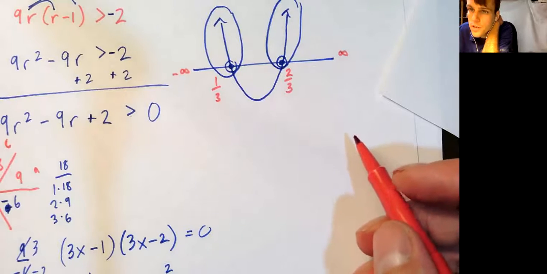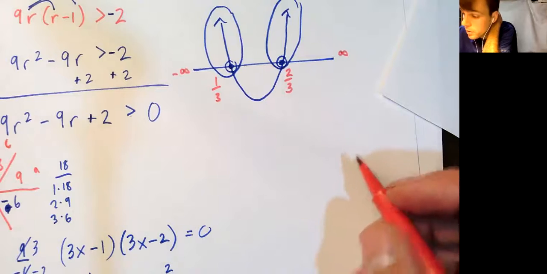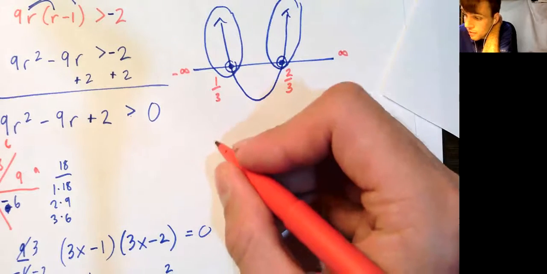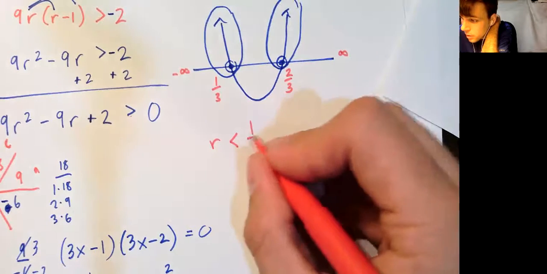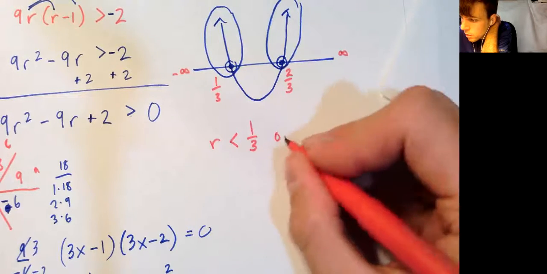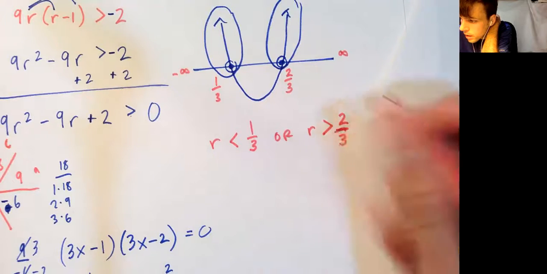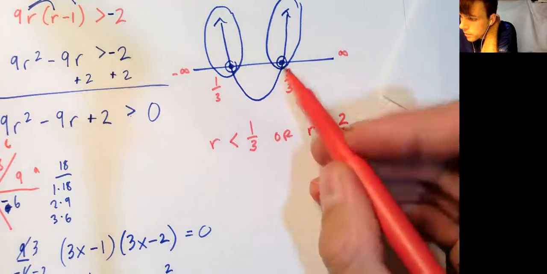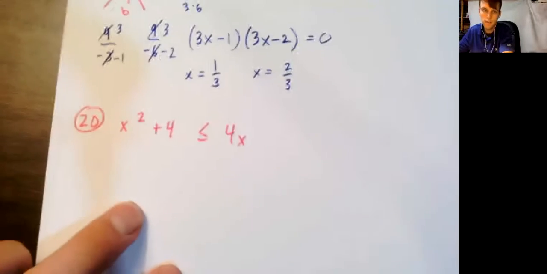We can write our solution either using interval notation or with the inequality symbols. It doesn't really matter. For this case, I'm just going to write it once. R is going to be less than 1/3, meaning we're not including that point, so it's just less. Or R has to be greater than 2/3. Again, we're not including the point, so no or equal to. Anything bigger is good. Again, you could write that using interval notation as well. Okay, last problem.